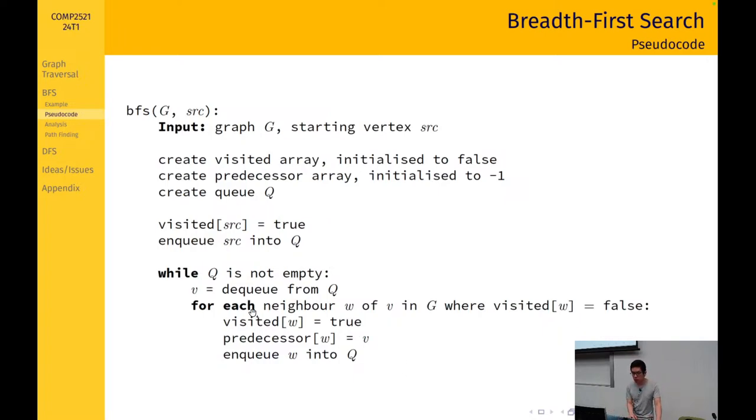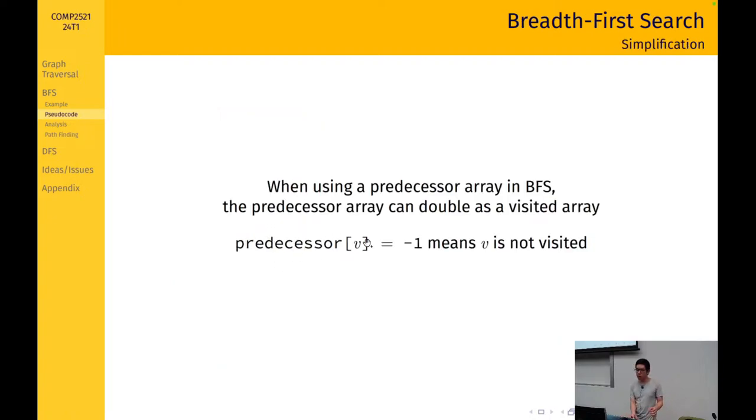It turns out that we don't need the visited array in this case. That's because every time we mark a vertex as visited, we are also setting its predecessor. So we always do both of these at the same time. So we can actually just use the predecessor array to tell us which vertices have been visited or not. At the start, we initialize the predecessor array to -1, so that we can use that to infer that the vertex hasn't been visited. So if the predecessor is -1, that means V hasn't been visited. If it's some other vertex number, then we know that V has already been visited before.